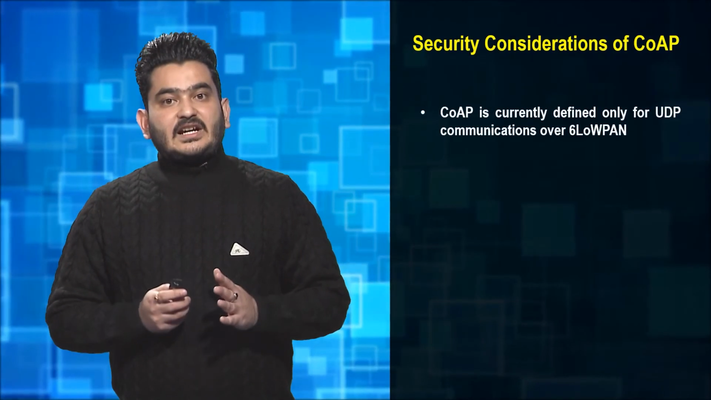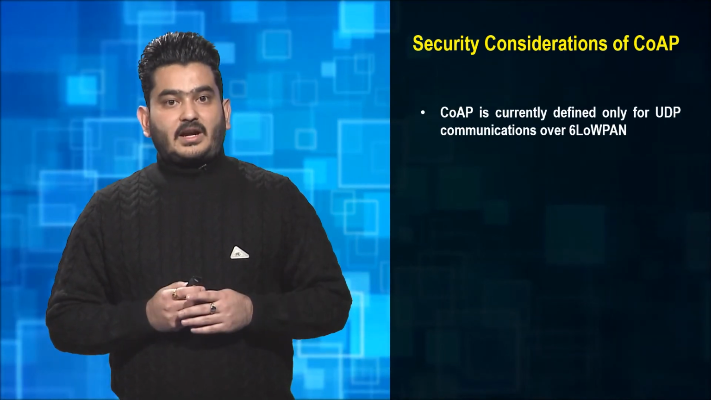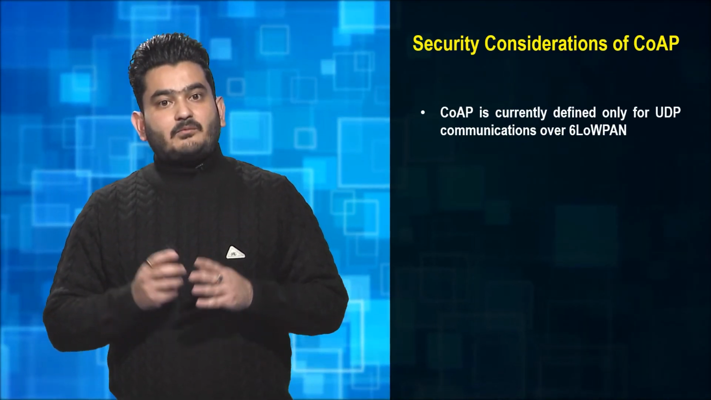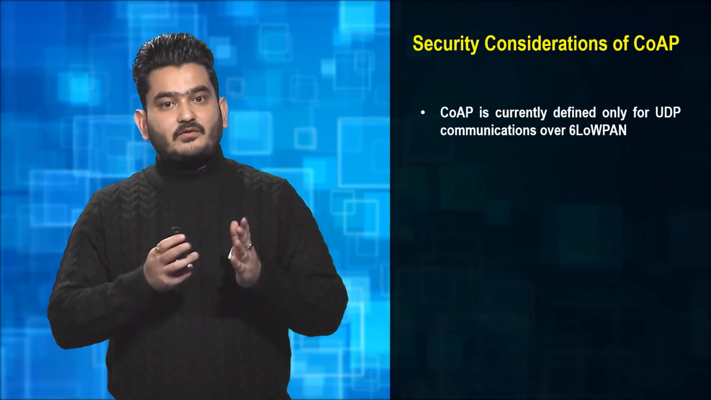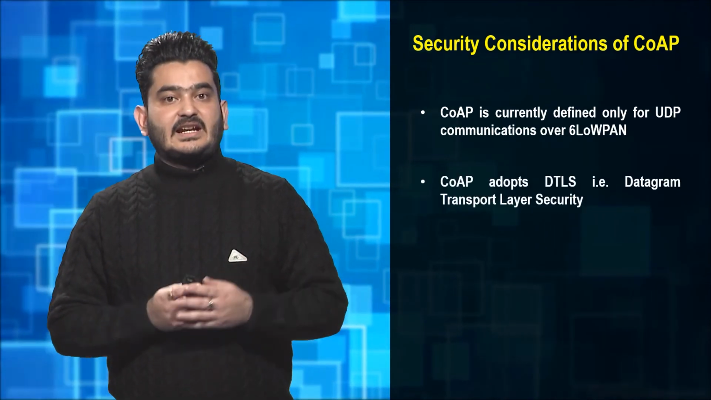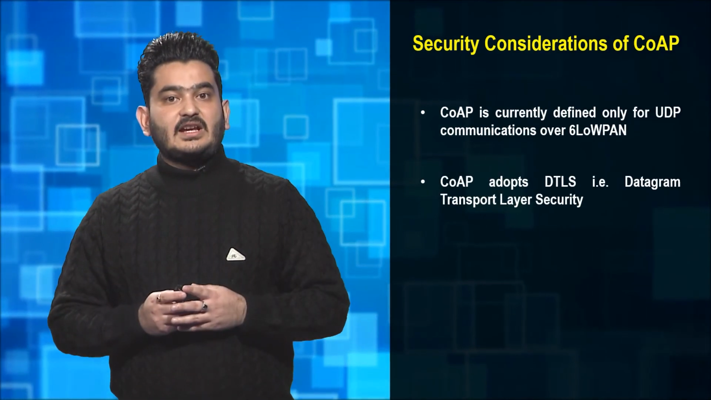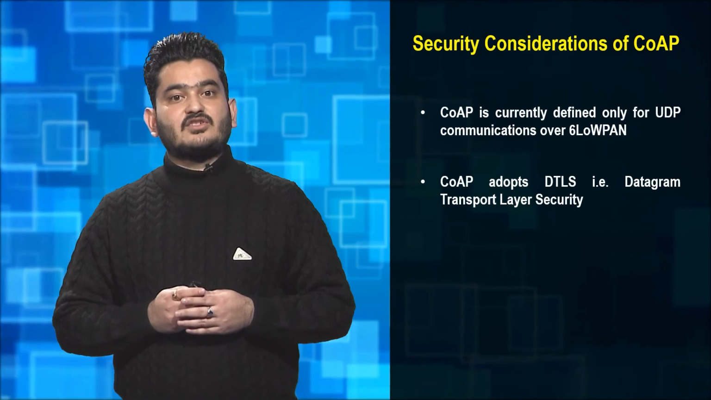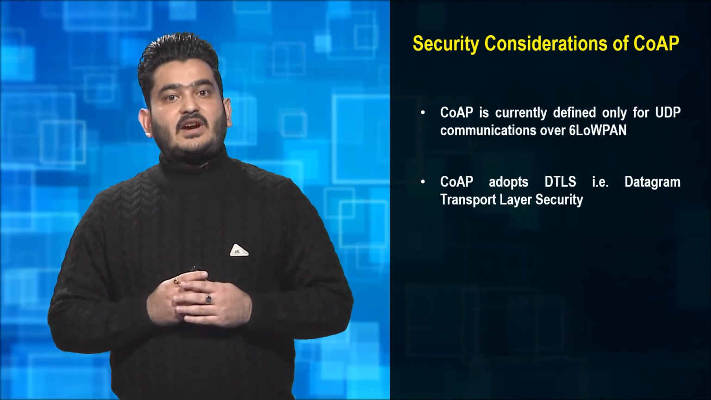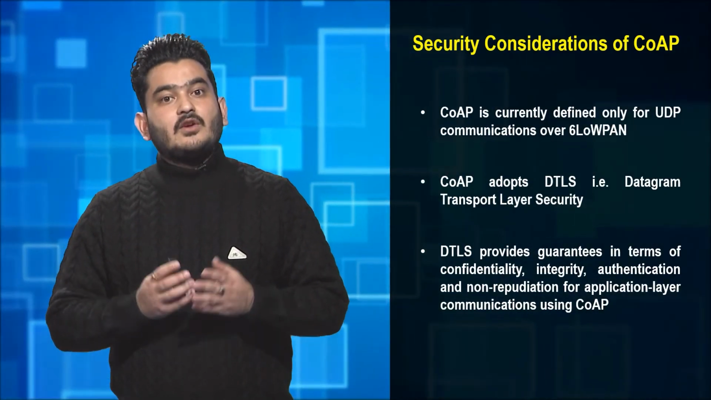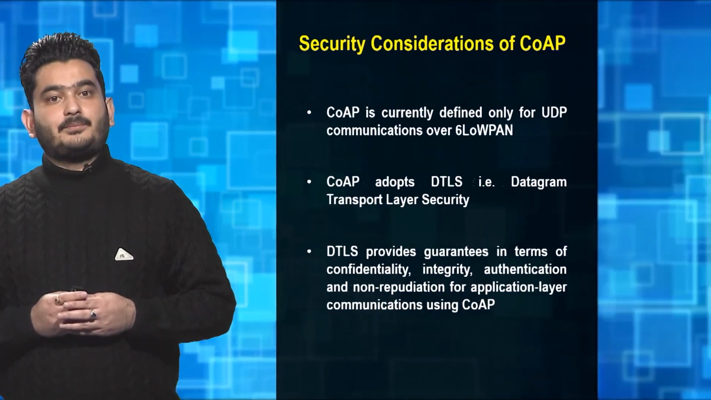Now let us look at the security considerations of CoAP. CoAP is currently defined only for UDP communications over 6LoWPAN. Although the adoption of transport layer approaches such as TCP is still open to debate, there is ongoing research addressing the adaptation of TCP for 6LoWPAN environments. Regarding security, CoAP adopts DTLS, that is Datagram Transport Layer Security, at the transport layer to transparently apply security to all the CoAP messages in a given communication session. DTLS provides guarantees in terms of confidentiality, integrity, authentication, and non-repudiation for application layer communications using CoAP.